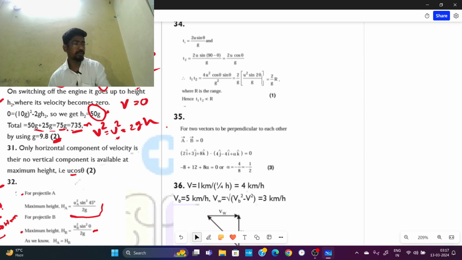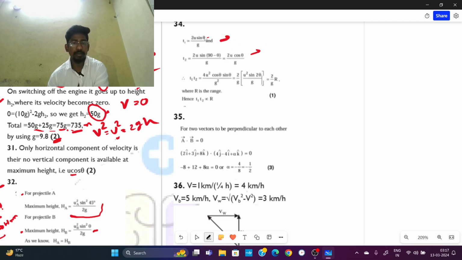Okay, now moving on to the next question, question number 34. A projectile can have the same range R at two angles of projection, theta 1 and theta 2. If t1 and t2 are the times of flight in the two cases, what is the product of these two times? They said that they have the same range for two angles of projection: one is theta, another is 90 degrees minus theta.